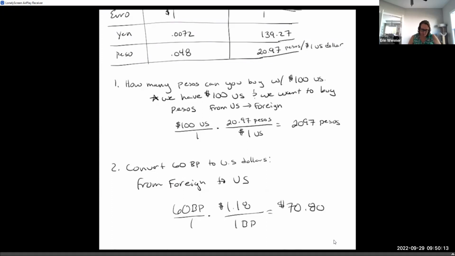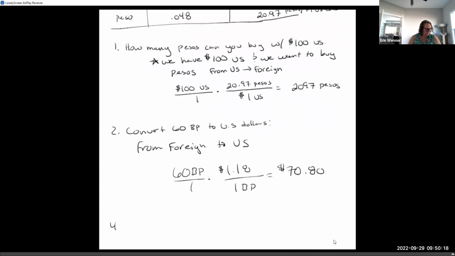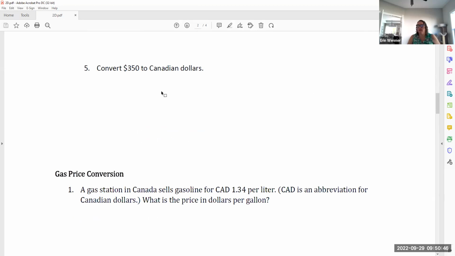Okay, so I'm going to skip number 3. We're going to look at number 4. Actually, I'm going to skip number 4 as well. Let's go to number 5 on the next page. So number 5 on the next page says, convert 350 to Canadian dollars.